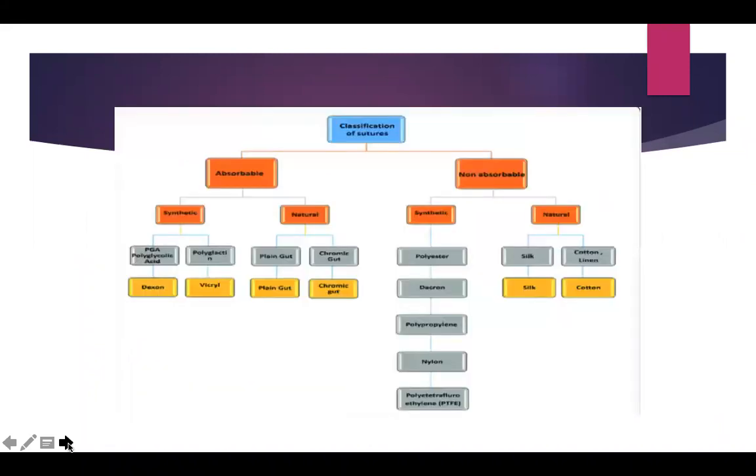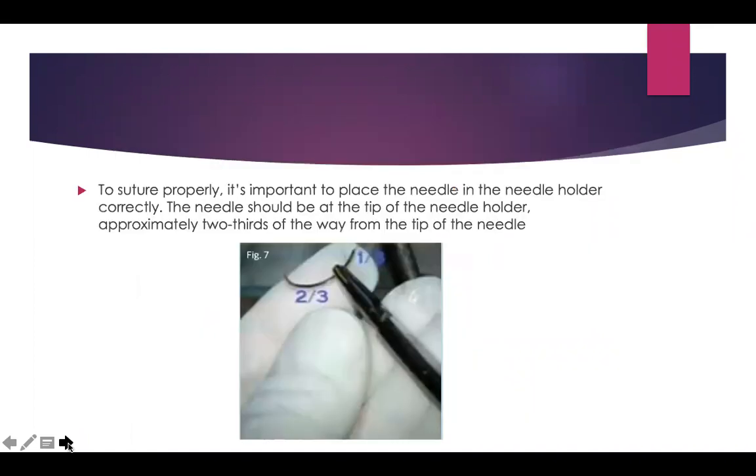And this diagram just shows the classification of sutures. So you can see our plain gut and our chromic gut, and then our silk on the right side, and then some other less common types. And then to suture properly, it's important to place the needle in the needle holder correctly. So the needle should be at the tip of the needle holder, approximately 2/3 of the way from the tip.